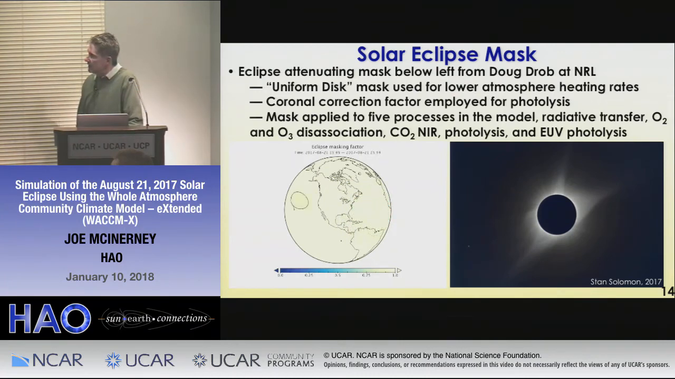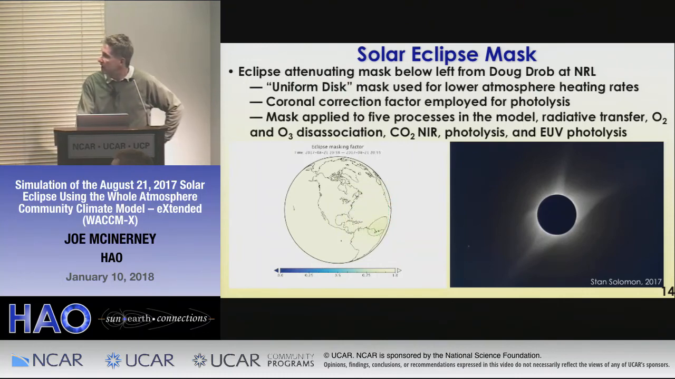This is a picture from Stan, and you can clearly see that you're going to have to deal with the corona even when you're in totality. And so that's why Doug put in this coronal correction factor, and we use that in the processes in the model where the corona had an effect. So there are 5 processes that we applied the mask to. As I mentioned, the radiative transfer, Andrew Conley did that work. The molecular oxygen and ozone dissociation, the CO2 near infrared, the photolysis, and then the EUV photolysis. The last 2 are the ones that we applied this coronal correction factor to.